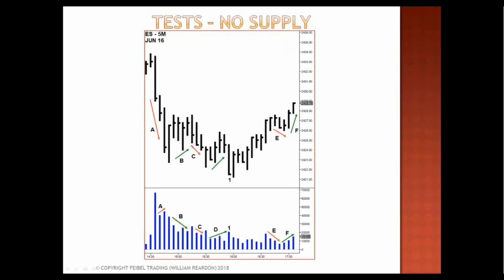Then C, as we react, volume declines and is much lower than the selling we had here, which was increasing. Now, isn't that interesting? Then from here, from D, we push up with increasing volume. So now the buying is better than the previous selling. So the selling is now negative and the buying is positive.